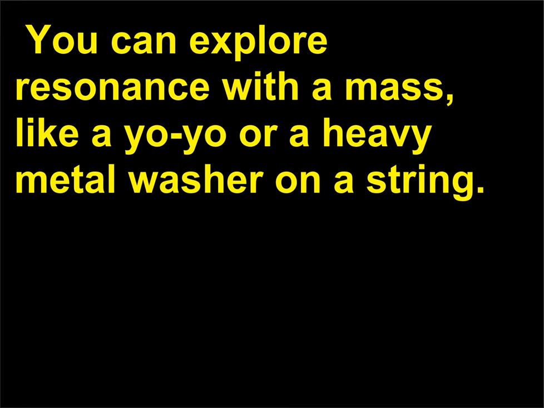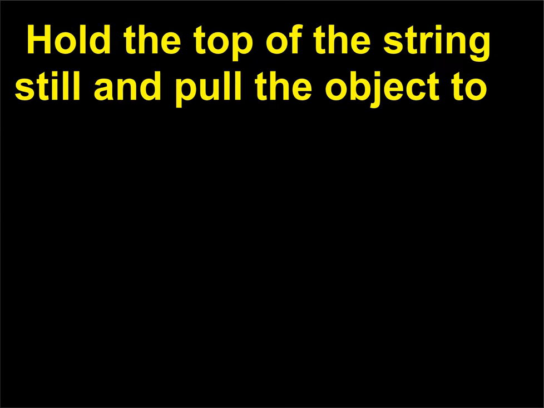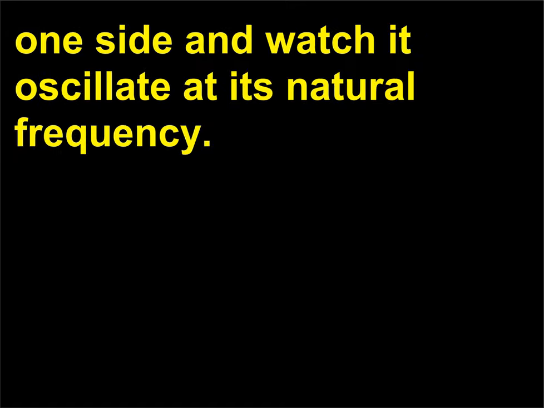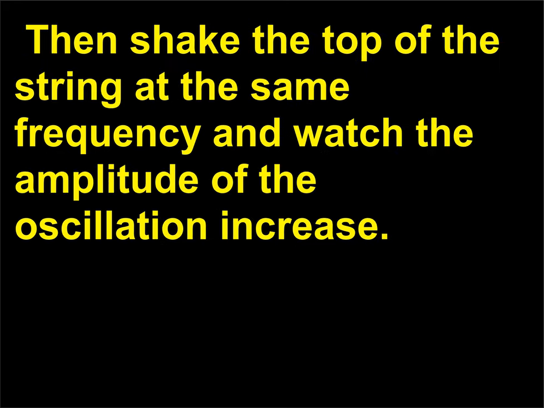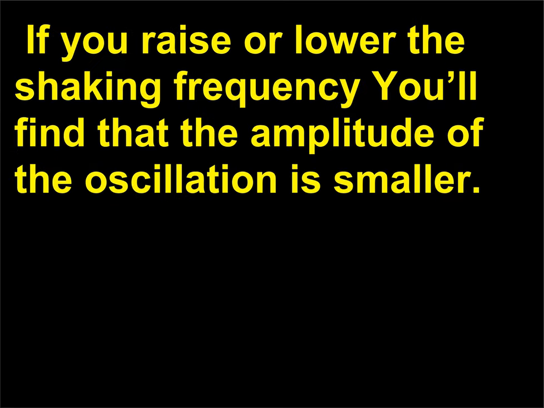You can explore resonance with a mass, like a yo-yo or a heavy metal washer on a string. Hold the top of the string still and pull the object to one side and watch it oscillate at its natural frequency. Then shake the top of the string at the same frequency and watch the amplitude of the oscillation increase. You will have found the resonance frequency. If you raise or lower the shaking frequency, you'll find that the amplitude of the oscillation is smaller.